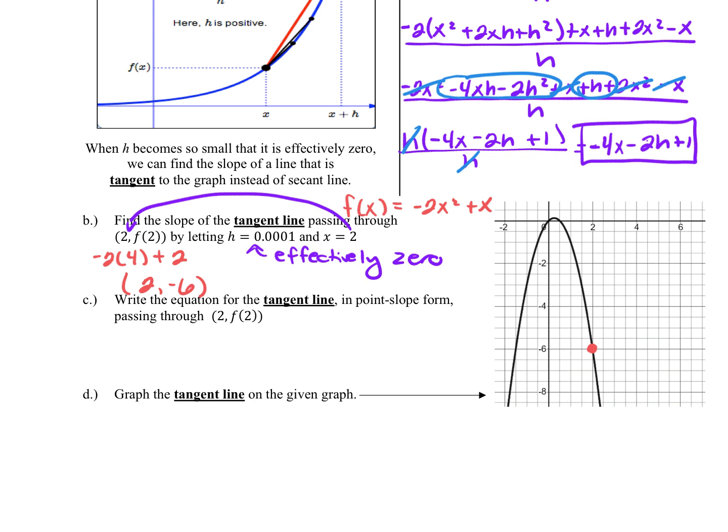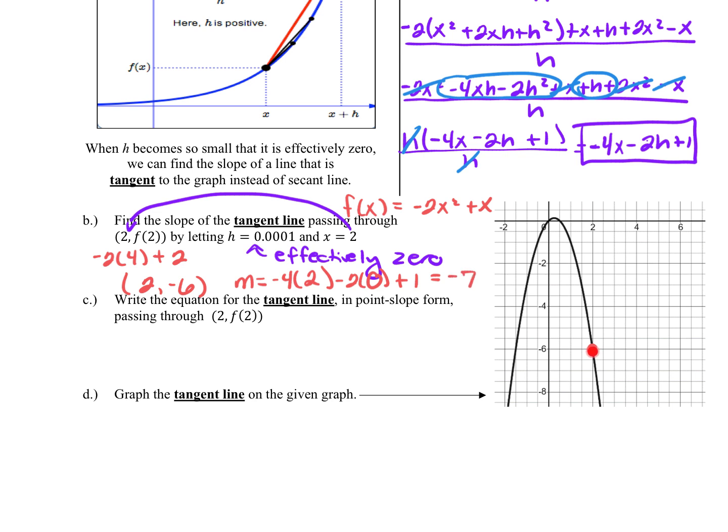Now, the slope of the tangent line: we're going to take this 2 and substitute it into our difference quotient, and everywhere that we see the h, which is only one spot, we're going to treat that like a 0. So our slope, let's label that slope, will be negative 4 times the 2, minus 2 times 0, because we're treating h as 0, plus 1. That's going to give us negative 8 plus 1. So our slope here is negative 7.